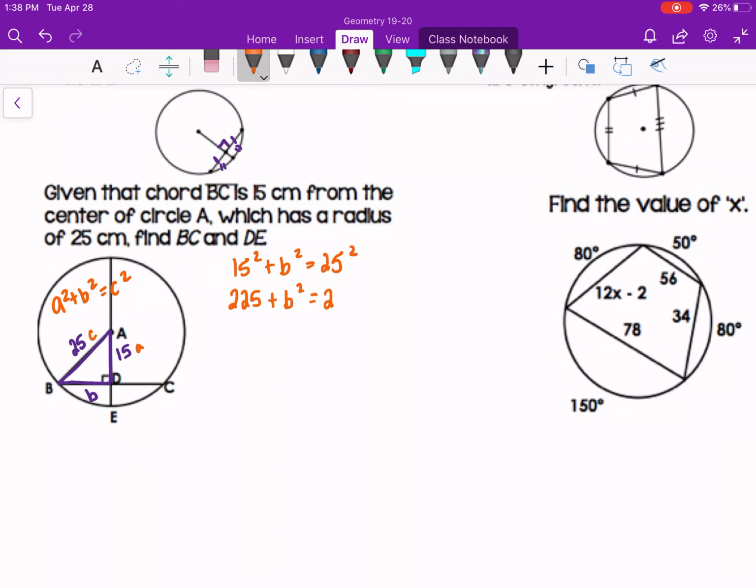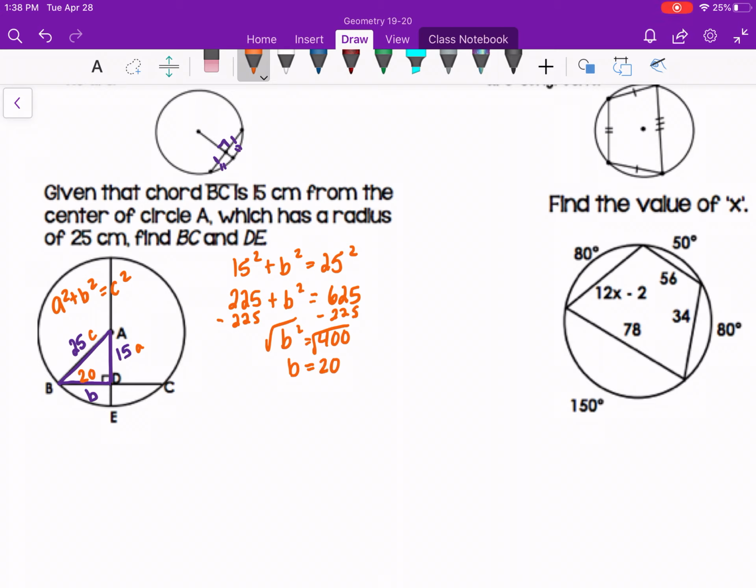Equals 225. Oops, that's not a 6. And then we get b squared by itself so that we can solve. And then that number is obviously way too big. There's no way that distance would be 400. So remember to square root both sides. And b equals 20.